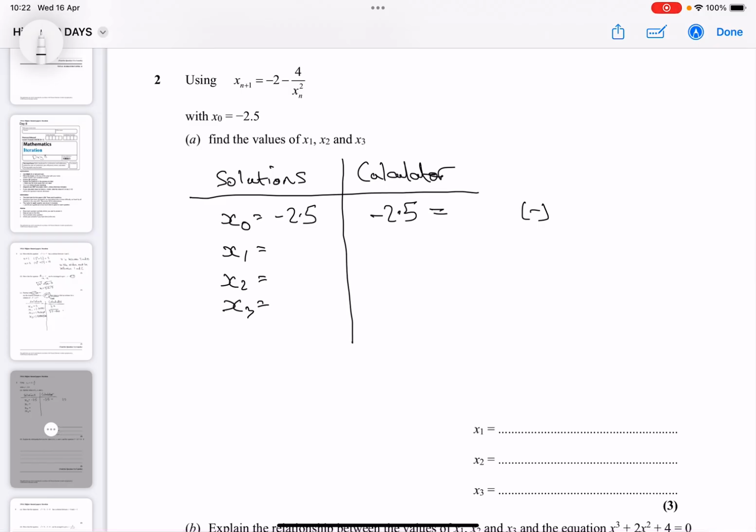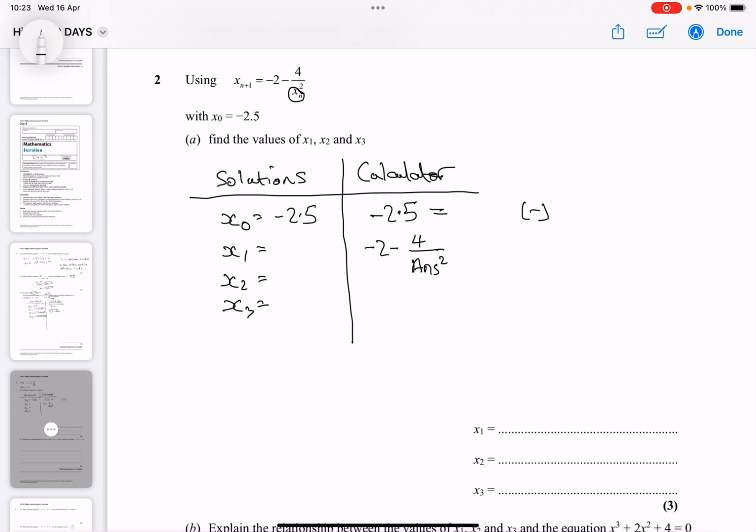Now all I've got to do is make sure I put this in correctly. So I've got minus 2, take 4 over... So I'm going to need my fraction button. Then I've got this x^n, which is ANS, and that little 2 above is the squared. So as long as it looks like that, I'm okay. So negative 2, take, fraction button, 4, over, ANS, the squared. Yeah, as long as it looks like that, which mine does.